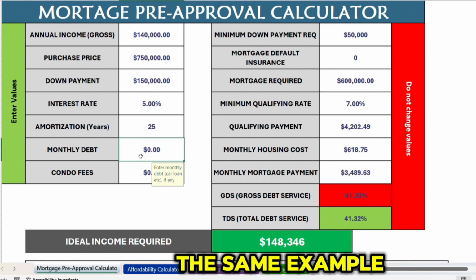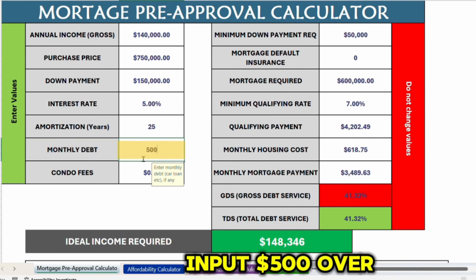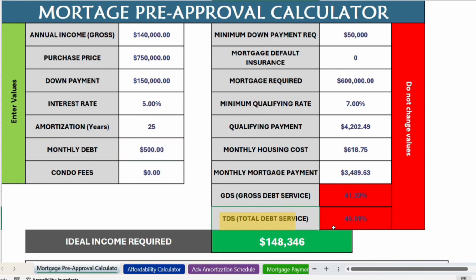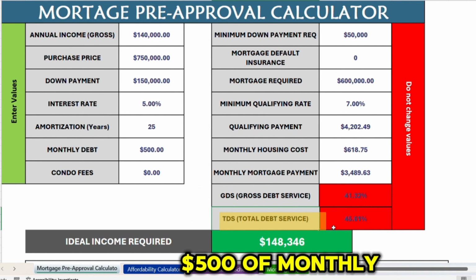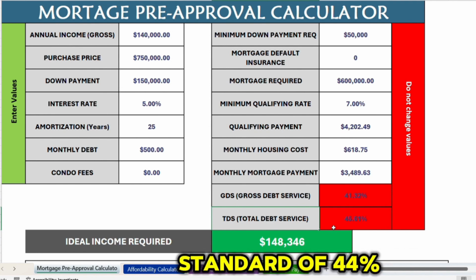Now we take the same example as previous, that we have a $500 car loan payment. So I'll just input $500 over here. Just have a look at the TDS. Now with this $500 monthly car loan payment, the TDS is surpassing 44%. In this case, it is coming out to be 45.61%, which is going above the mortgage standard of 44%.